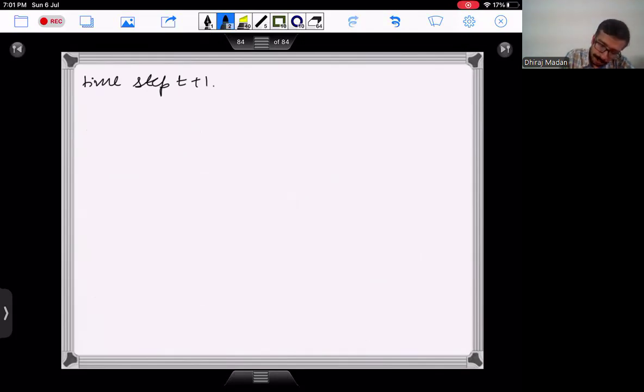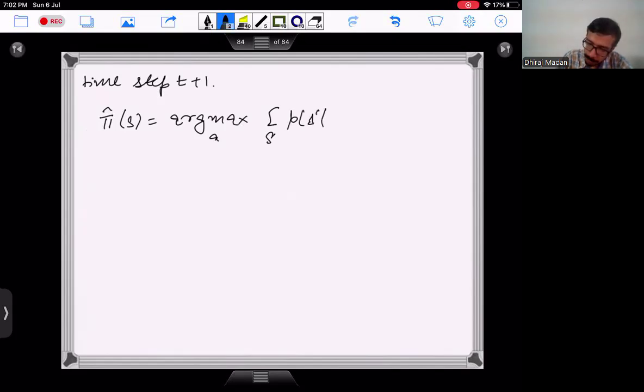Therefore, pi hat of S is now argmax over A of R plus gamma times the sum over S prime of P of S prime given S, A times V pi of S prime.